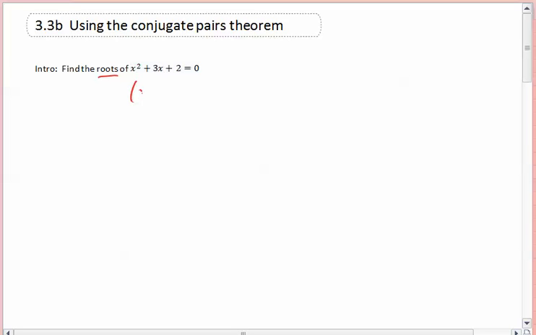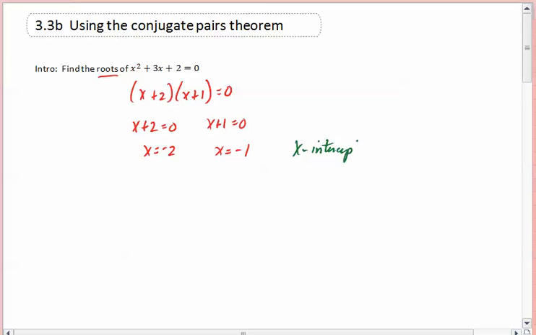So we're going to factor it, which is the easiest way to find this. And then if you remember, what we do is we set each factor equal to 0. And we get that x is -2, and we get that x is -1. Now, again, what have we found? We found the x-intercepts of the function, right? If I put the y back in there. So we found the roots, or the zeros of the equation.